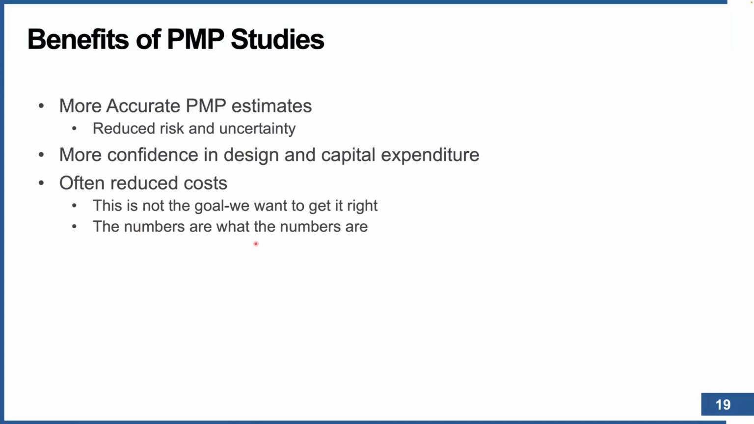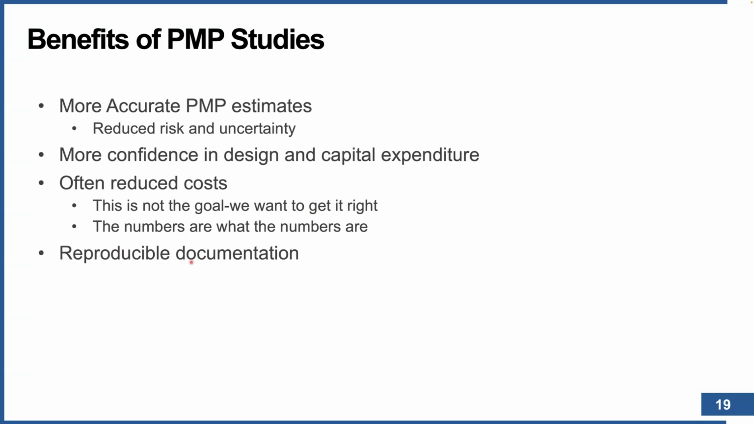Of course, in the process, reducing costs and so on is not the goal. The goal in any PMP development study is to get it right, right? We want to get the values as accurate as possible. In the end, the numbers are what the numbers are if we've done the process right. So getting it right is what matters. And the other parts just come out of that process.